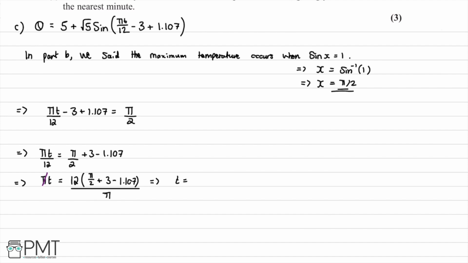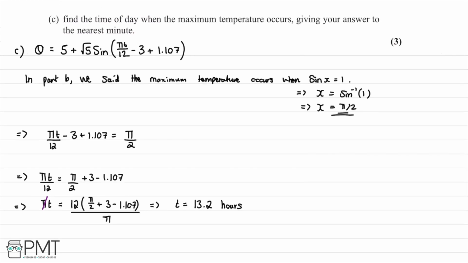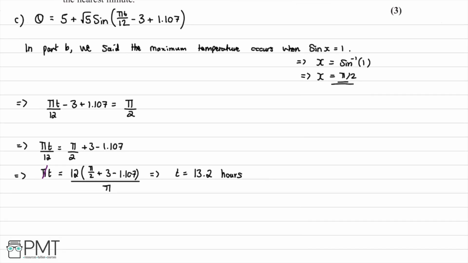And what does this give us? So we have 12 lots of pi over 2 plus 3 minus 1.107. We divide all of that by pi, and this gives us that t is equal to 13.2 hours. So looking back to the question, we were asked to find the time of day when the maximum temperature occurs, and we're asked to give our answer to the nearest minute. So yes, we have a time here and it's in hours, but we don't normally work in 0.2 of an hour. So we need to convert this into minutes, as that's what we're used to.